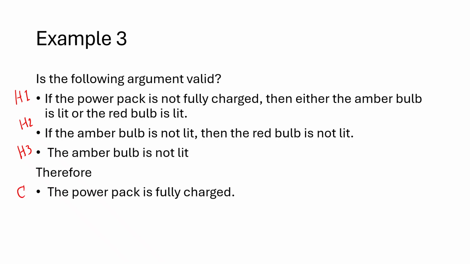Now I need to write this down as P, Q, R, and so on. So let's call this one A because of amber. So A is the name of this proposition here. Let A be the proposition where it says the amber bulb is lit. So this will be not A. It's not lit. Okay, so A is the amber bulb is lit. So our third hypothesis is not A.